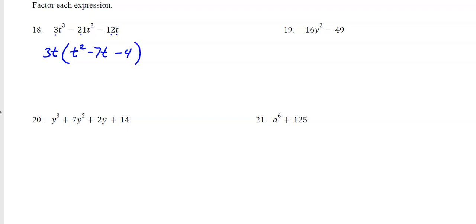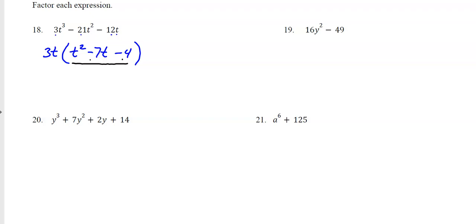So what I've done is I found 2 things that can multiply together to make that initial expression. Sometimes you can factor this piece, but I can't think of 2 numbers that times together to make -4 and add together to make -7. So I believe I'm done on this one. Sometimes you would go further.